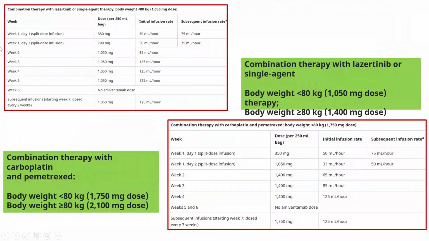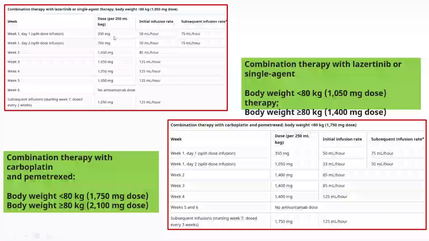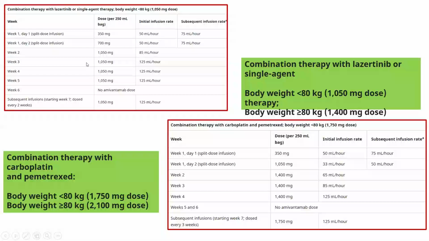As I told, week 1, day 1 and day 2, we split the dose. Suppose a patient is less than 80 kg and we're giving it with lazertinib or as a single agent, the dose is 1050. So less than half the dose, 350 mg, we give on day 1 and 700 we give on day 2. And the initial infusion rate has to be kept very slow, around 50 ml per hour. Subsequently, we increase the rate. In week 2, we can increase the rate as well as give the full dose on the same day.